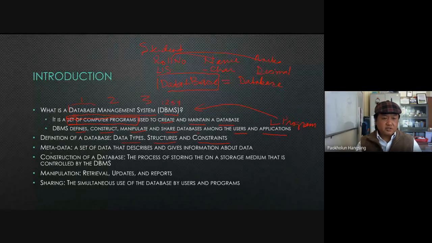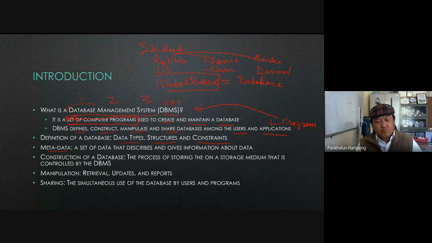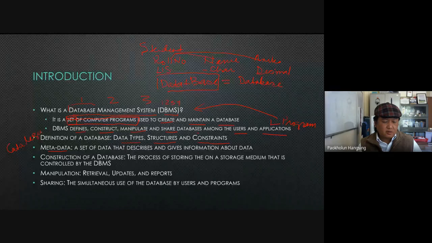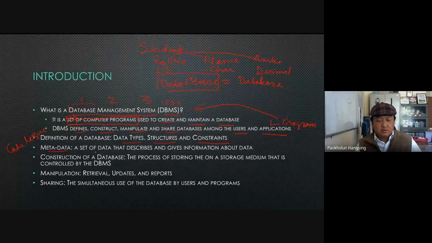Then we also have something called metadata. Okay, this is very important. Now, for a library and information science student, you have heard about catalogs. I think we are too familiar with catalogs. So metadata is something like a catalog, but in this case, this catalog itself is data. It resides with the database itself. So it is a set of data that describes and gives information about the data.